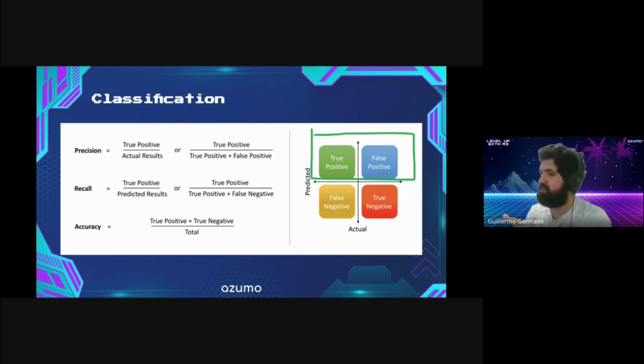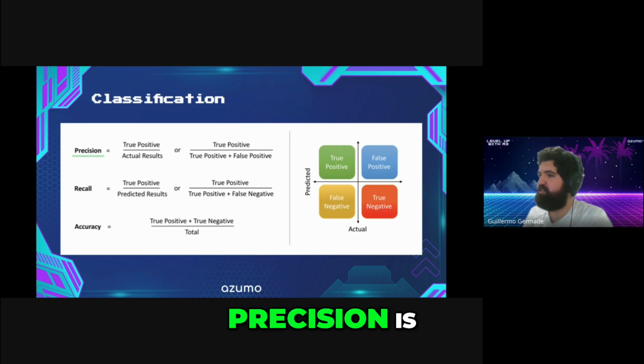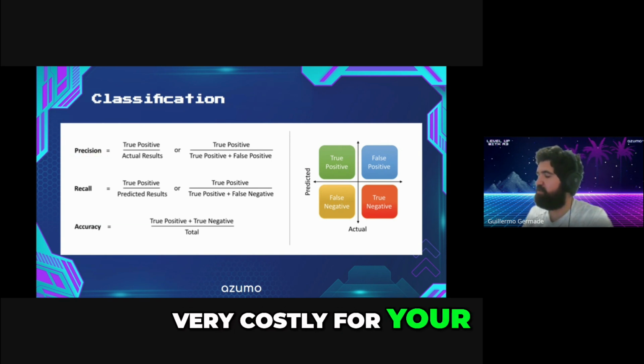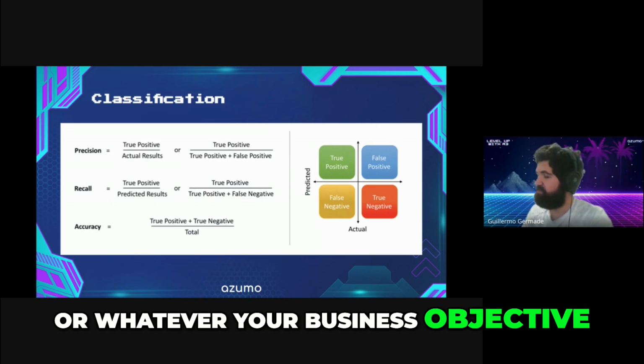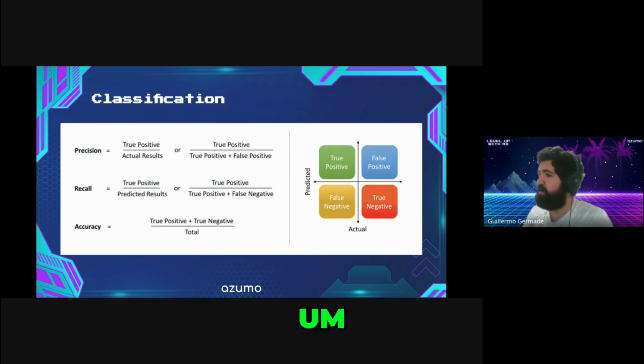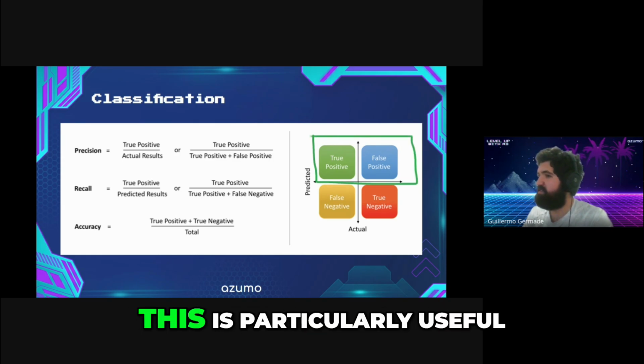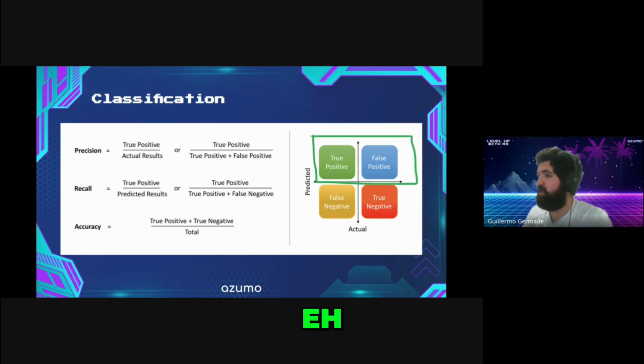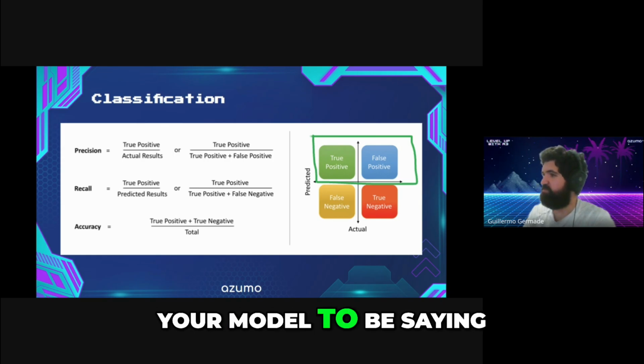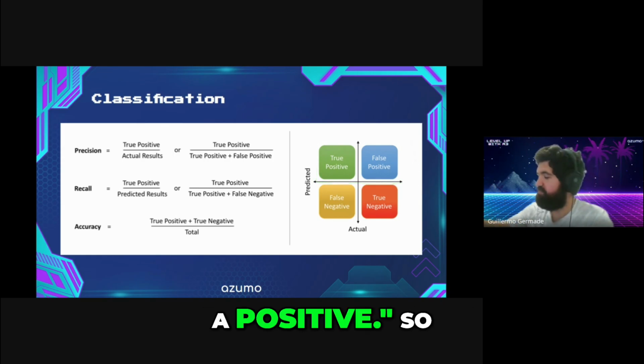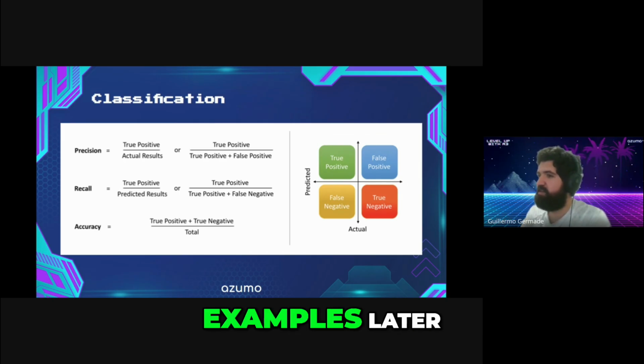Because out of 100 tries of saying, hey, this is a fraud, it was right half of the time. So when is precision important? Precision is important when it is very costly for your customer or yourself, or whatever your business objective, to have a model be very trigger happy. This is particularly useful when you don't want your model to be saying, hey, everything is a positive. So we'll see some business examples later.